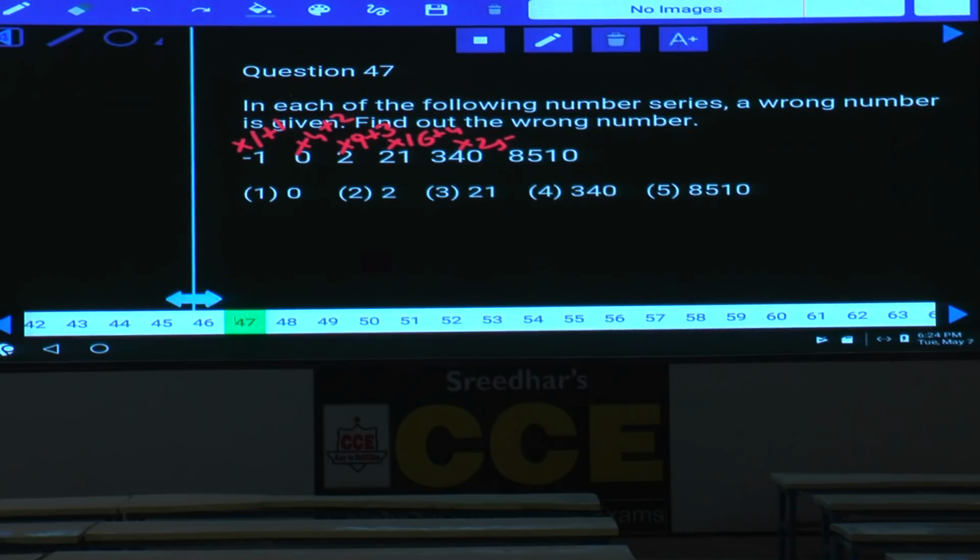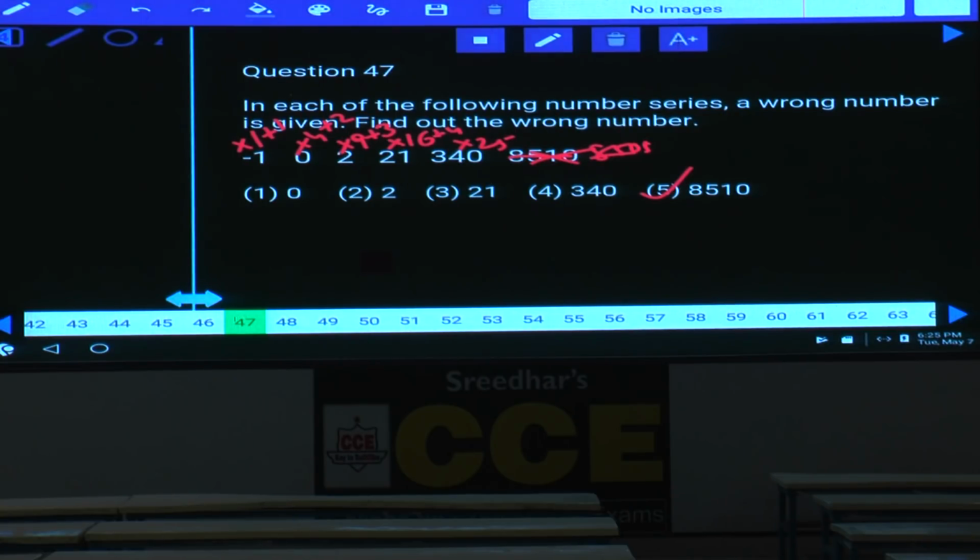340 into 25 plus 5 should be the number. And the number is how much? 8500 plus 5, 8505 should be the number. But as here it is the wrong number, 8510, choice 5. Done with this? Now the question, the numbers are multiplied with 1 square, 2 square, 3 square, 4 square, 5 square, and what are added here? 1, 2, 3, 4, 5 are added.